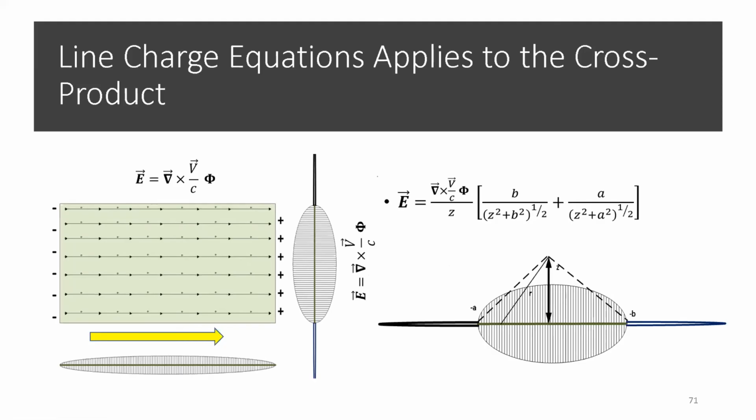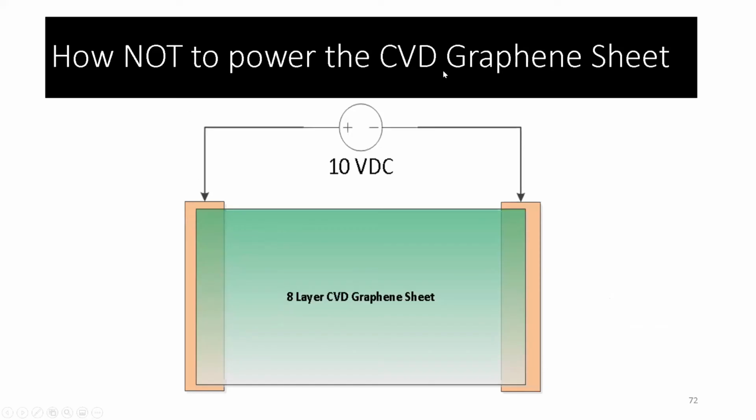If you were to do a sheet of a magnetic field, they would say the magnetic field is greater at the edges too, but having it as an electric field makes it much easier to work with. Okay, so this is how not to power one of these sheets.